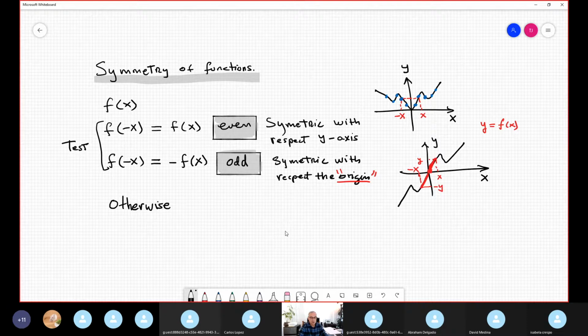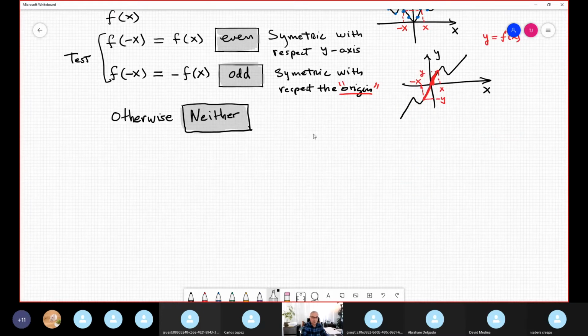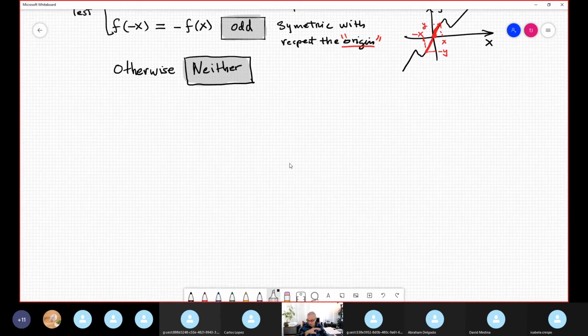Otherwise, when this is not satisfied, when it's not even nor odd, it's neither. Then, unfortunately, if it's neither, we have no symmetry. And you need to dedicate more time, analyze the negative part and the positive part because it's completely different. Do you understand the idea? Yeah. Let's see an example now. I promise in the review packet, we go over everything at the beginning.